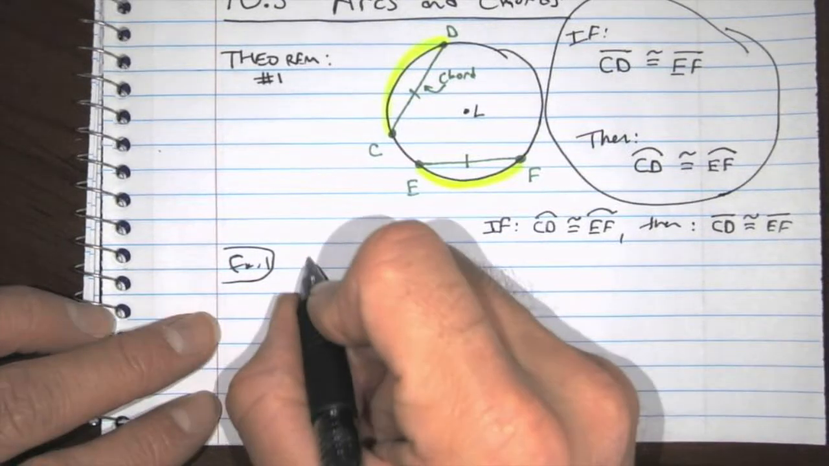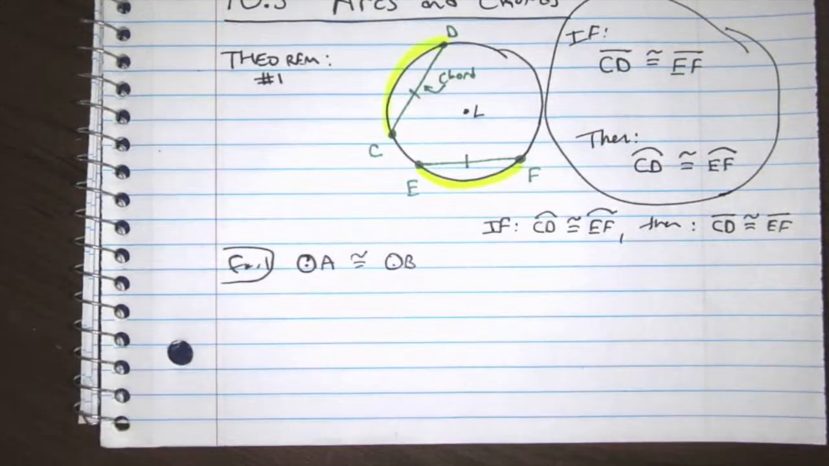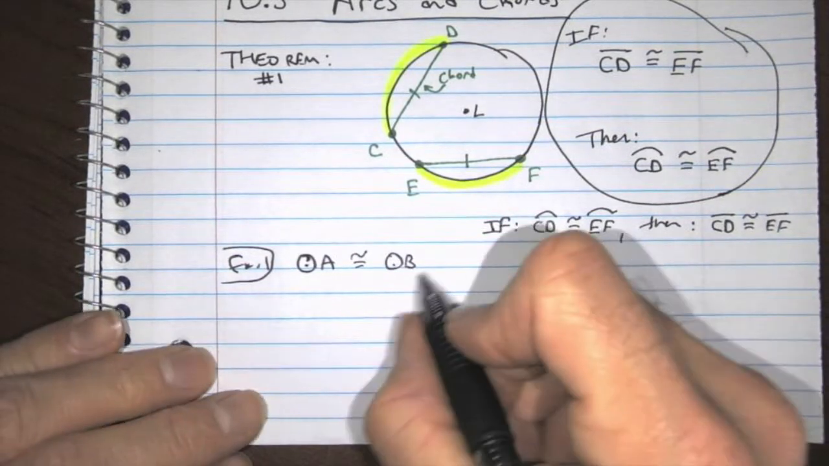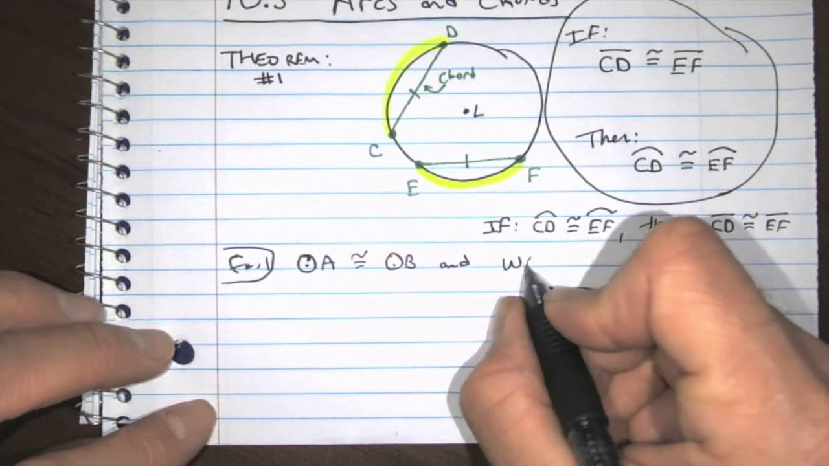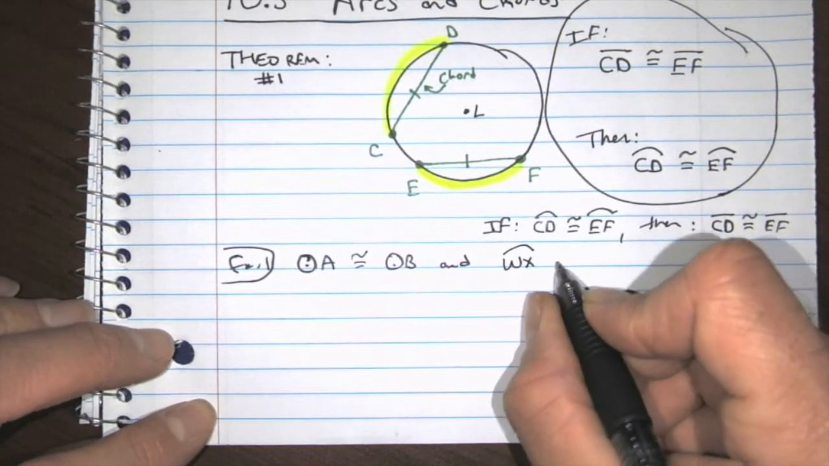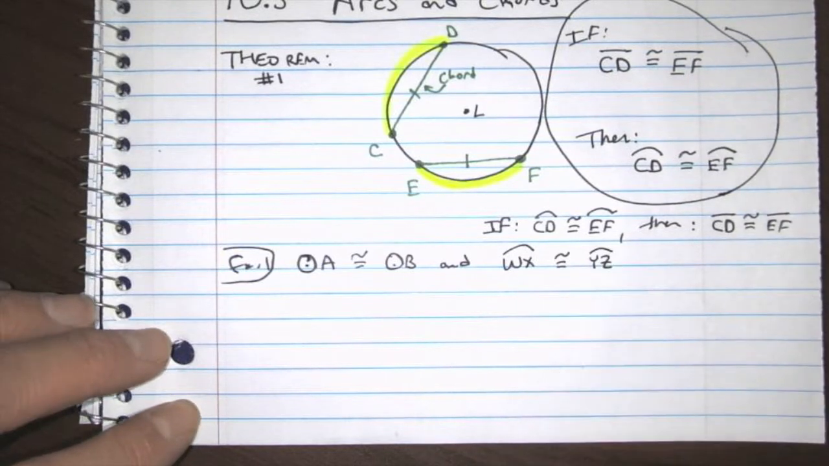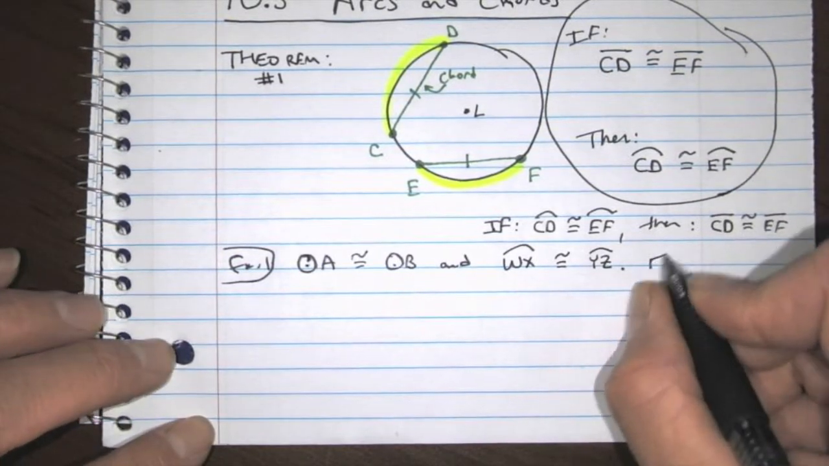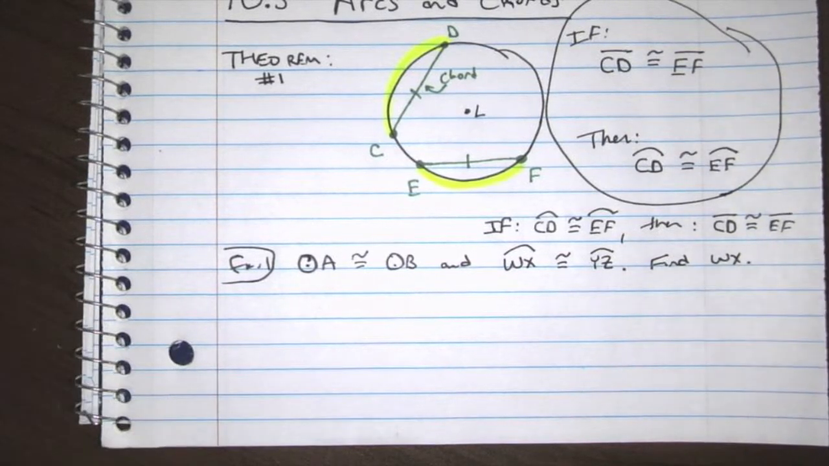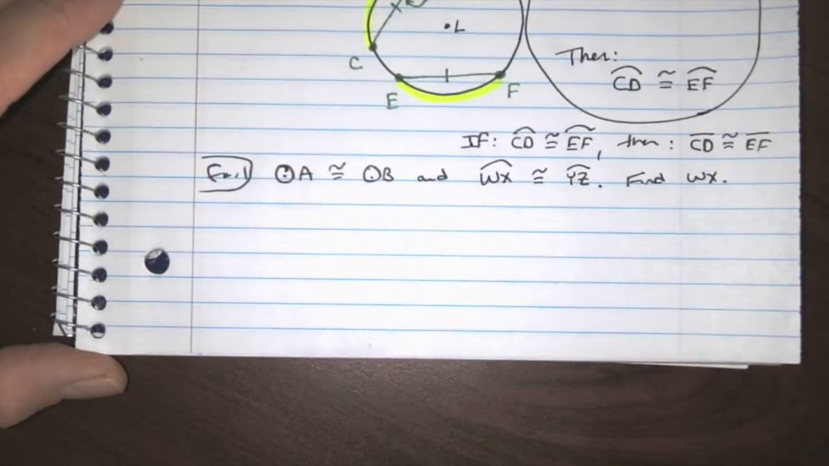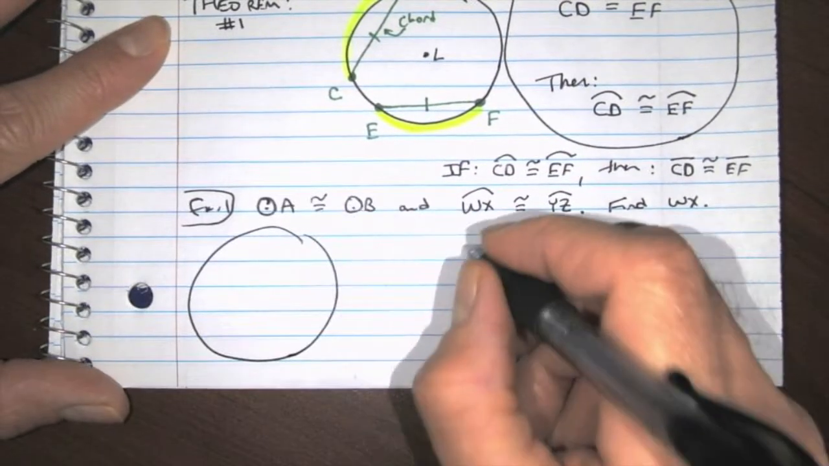Example 1. All right. Circle A is congruent to circle B. We'll draw a picture in just a second. And arc WX is congruent to arc YZ. I'd like you to find WX. Okay? I'd like you to draw two congruent circles.